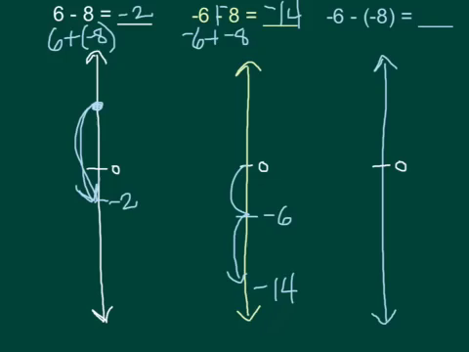Alright, negative 6, add the opposite, so negative 6 plus 8. So we're at negative 6, and we're going to come up 8, and we're going to end up at a positive 2. So the signs don't match, you have more positives than negatives, so the difference is 2, but it's going to be a positive.